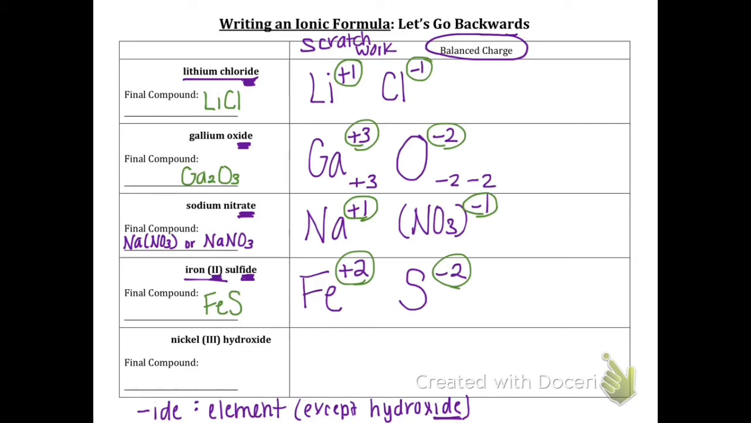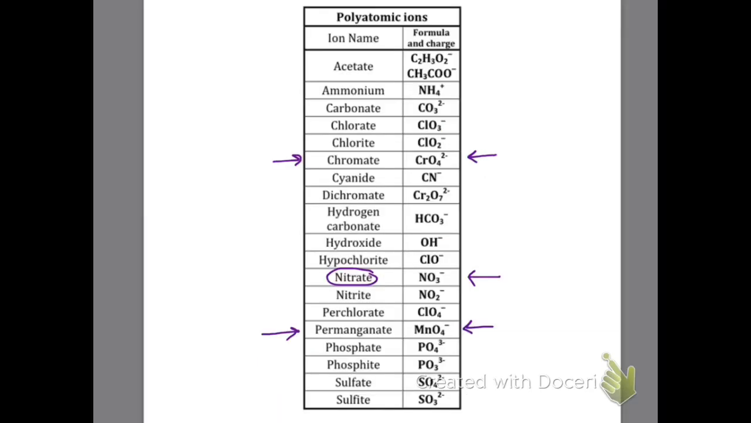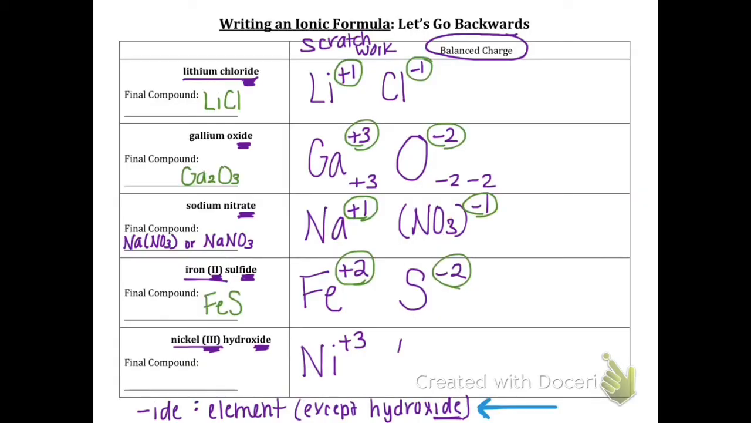Perfect. Okay, last example is this nickel 3. Nickel's Ni. That Roman numeral tells me it's positive. That 3 tells me it goes there. Hydroxide, it has this IDE ending, but remember what I wrote right here. Hydroxide is the only polyatomic that ends in IDE. So if we find it, here's hydroxide, that IDE ending. And then you are going to go over here, write hydroxide with a -1.